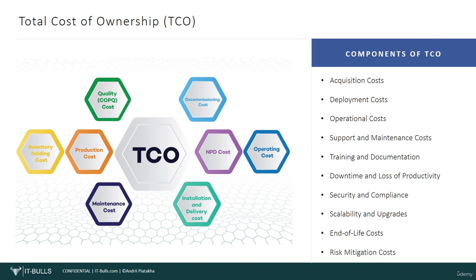Components of total cost of ownership include acquisition costs. Those are initial expenses for purchasing hardware, software licenses, development tools, and other necessary components. Deployment costs. Costs related to setting up and configuring the IT solution, including installation, customization, and integration with existing systems. Operational costs. Ongoing expenses for running the IT solution, including hardware maintenance, software updates, data storage, and system administration. If you are going to implement a cloud-based solution, consider cloud costs here too.